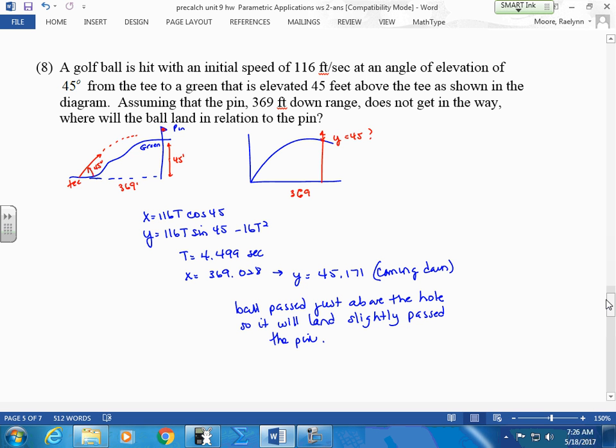A golf ball is hit with an initial speed from the tee to a green that is elevated 45 feet above the tee. So when they're hitting up a hill, here's where the rise is, right here. Assuming that the pin, 369 feet down, doesn't get in the way, where will the ball land in relation to the pin? The pin itself is 369 feet away, but you have an elevation here.